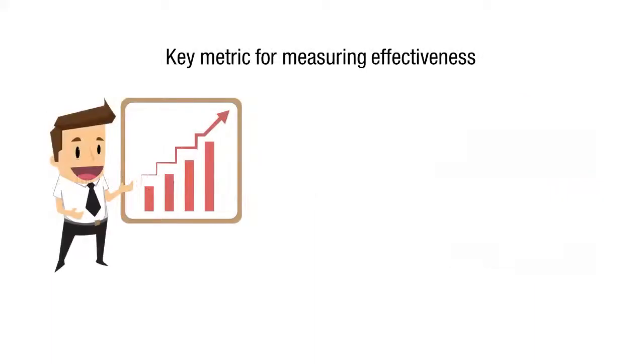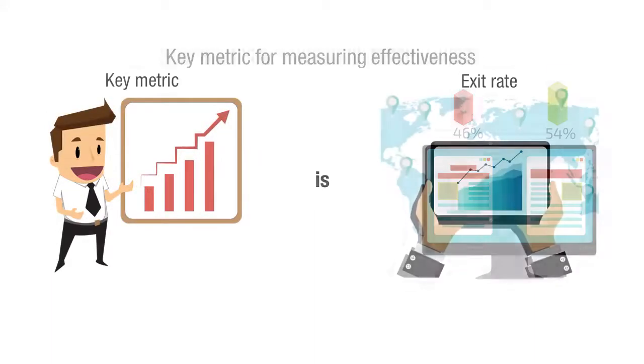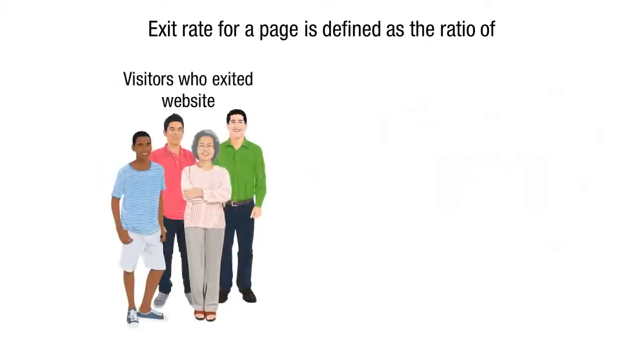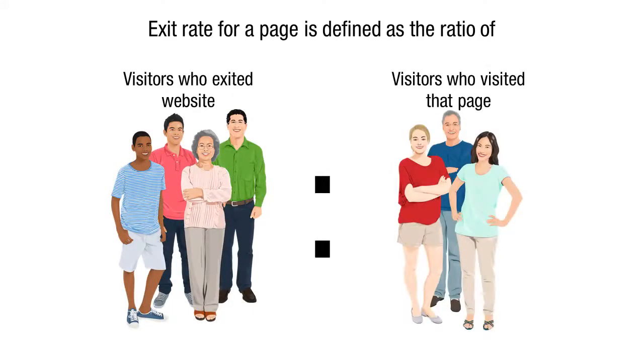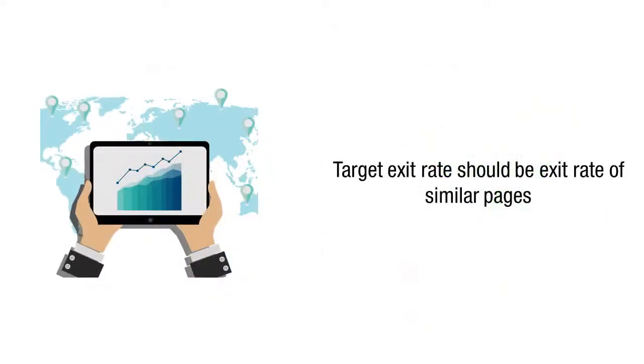A key metric for measuring the effectiveness of changes aimed at improving the web page would be the exit rate. The exit rate for a page is defined as the ratio of the number of visitors who exited a website from a page to the number of visitors who visited that page, expressed as a percentage. The target exit rate should be the exit rate of similar pages.